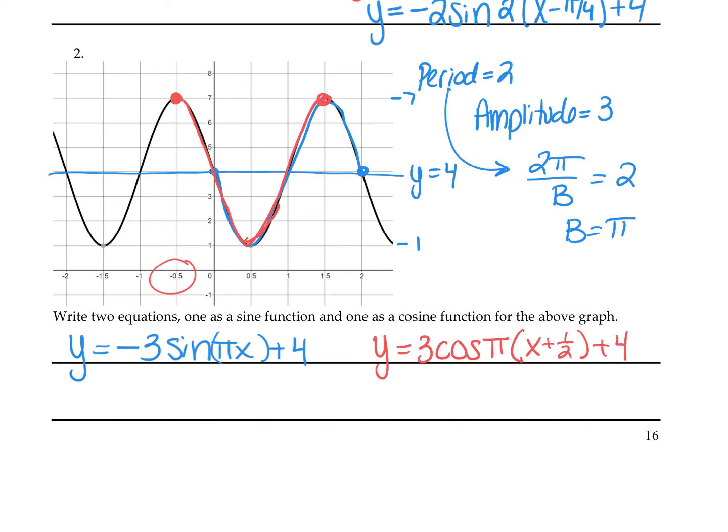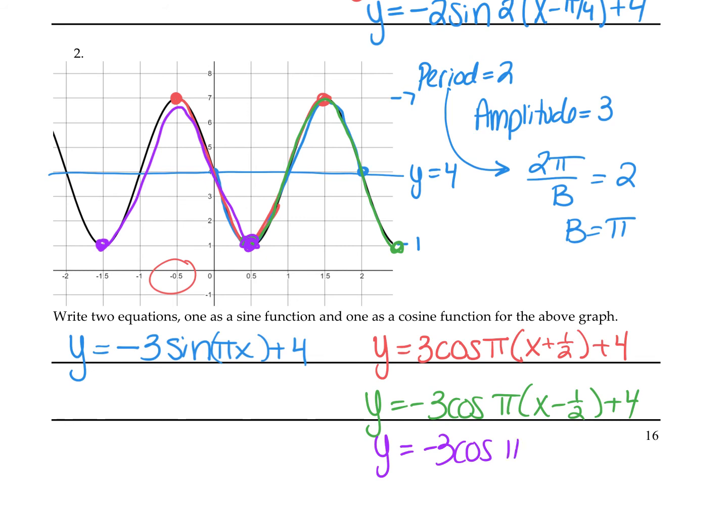We could have also done a cosine curve that started here and was a reflected curve and ended here. That would be very similar, except that I shifted right a half, and I would have a negative 3 in front to show that reflection of cosine. But again, there are many different ways. If I wanted to start my cosine here and end my cycle here, that would be a left 1.5, so plus 1.5, and then plus 4, and it would be a negative 3 in front because it's a reflected cosine. So there are many different ways you could write the equation of this graph.